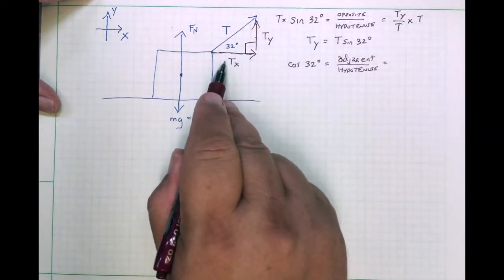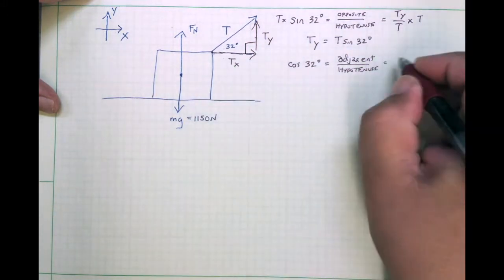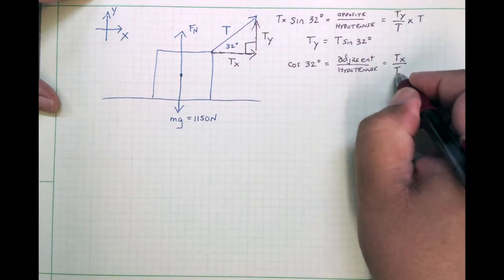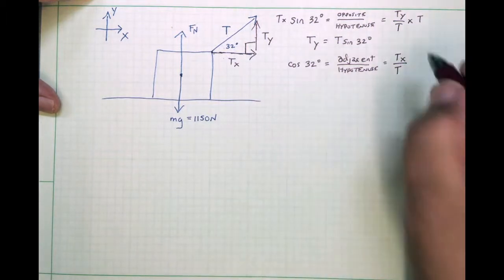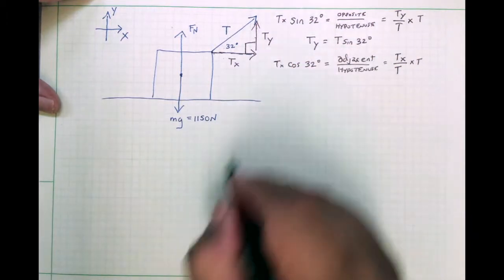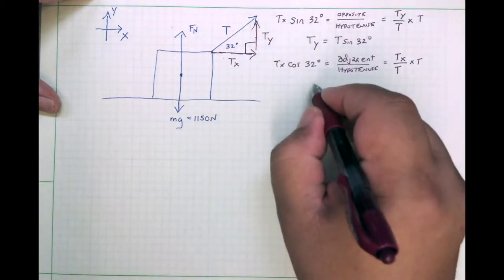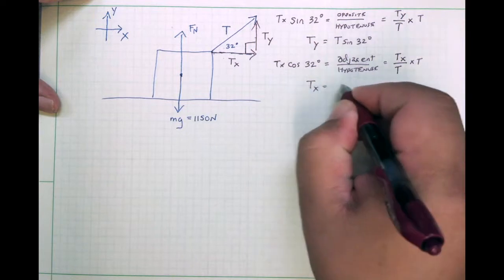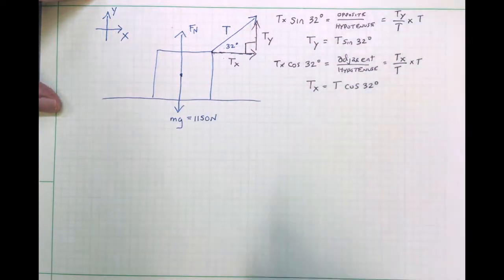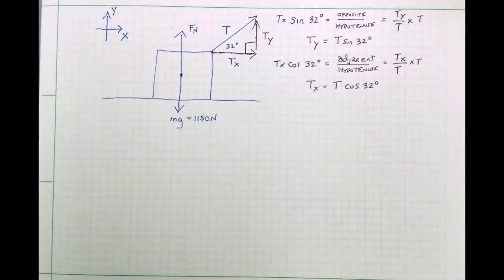The side which is adjacent to the 32-degree angle is the x component of the tension, Tx, and the hypotenuse is still T. Once again, we multiply both sides by the tension force to get Tx by itself, and that gives us the result that the x component of the tension is going to be T cosine 32. So now we have completed step 3. We have broken up the tension force into components, and we have written out formulas for each of those components.